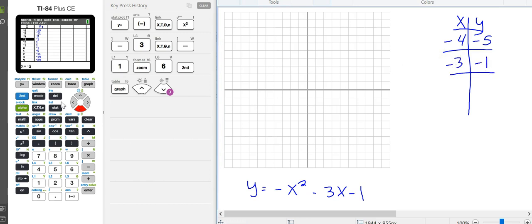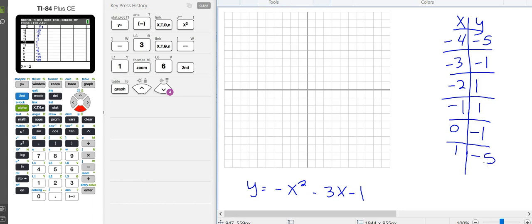And then down more. -2 and +1. And again, we have -1 and +1. And then after that, we have 0 and -1. After that, we have 1 and -5. And then we have 2 and -11. That doesn't help us again because we don't have a -11 on our graph. But now we have 1, 2, 3, 4, 5, 6 sets of coordinates to graph very easily without doing any work. Let's graph them. (-4, -5).